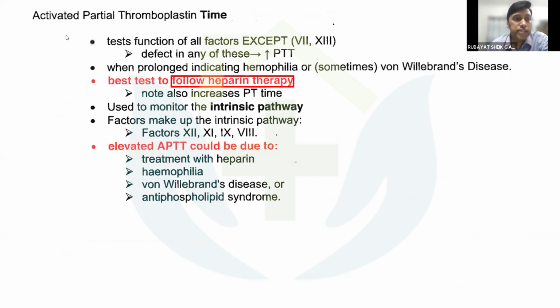So what about the activated partial thromboplastin time? Where is it used commonly? It is used commonly in 3 conditions. Basically, as I said, following heparin therapy, we monitor the APTT, and to diagnose coagulation disorders like hemophilia and von Willebrand's disease. As we know, these are diseases due to deficiency of factor 8, which is involved in the intrinsic pathway. So APTT is used to monitor treatment with heparin and to diagnose diseases like hemophilia and von Willebrand disease.